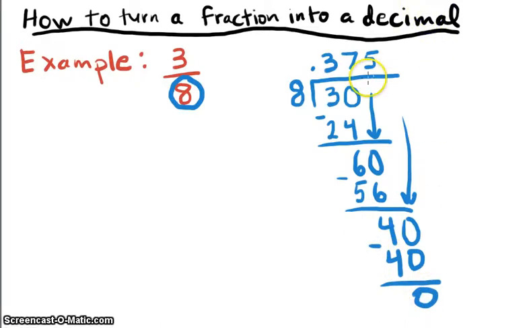We know that we're finished. That's as far as it goes. So we can circle that as our answer. And we successfully changed 3/8 to 0.375 by hand. Fraction to a decimal. I hope that's helpful.